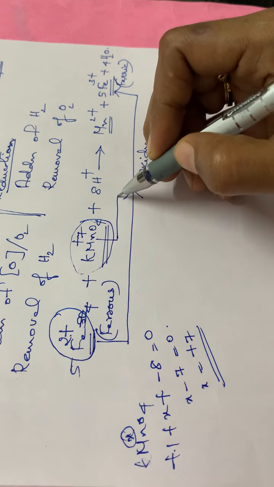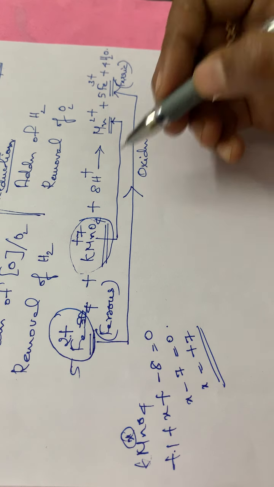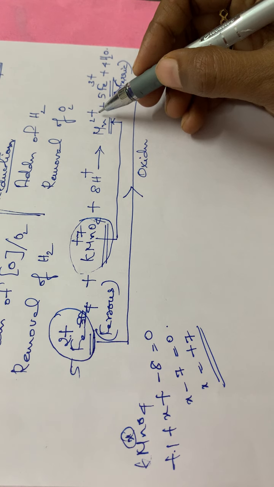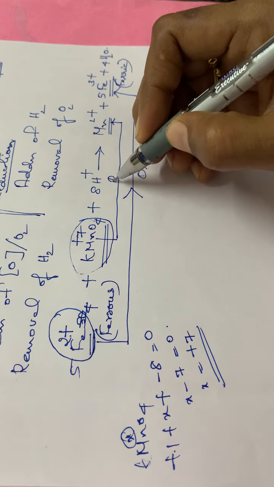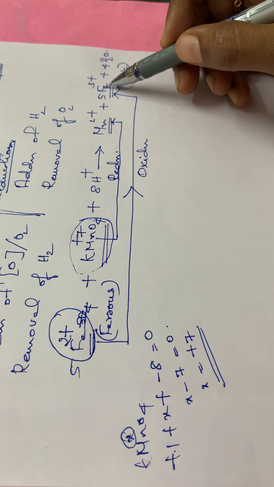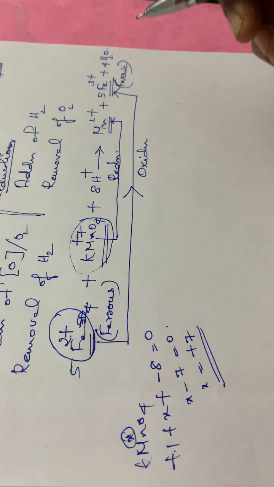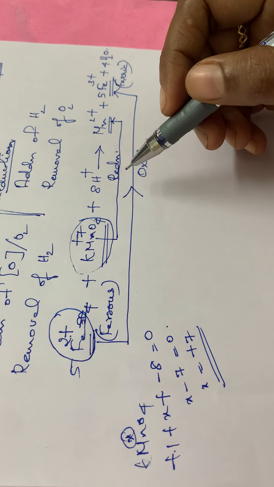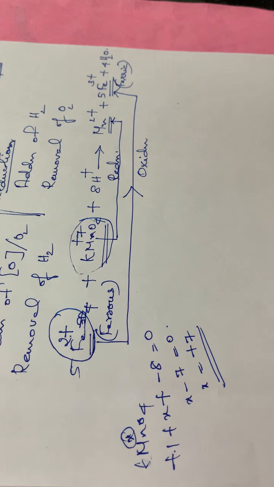And see, what about the conversion of Mn7 plus? It is converted to Mn2 plus, isn't it? That means the oxidation state is decreased. That means here this manganese is reduced. So this is a reduction reaction. So Fe2 plus is oxidized to Fe3 plus, and Mn7 plus is reduced to Mn2 plus. So in this reaction, both reduction and oxidation are taking place in a single reaction. Such type of reactions we can call a redox reaction.